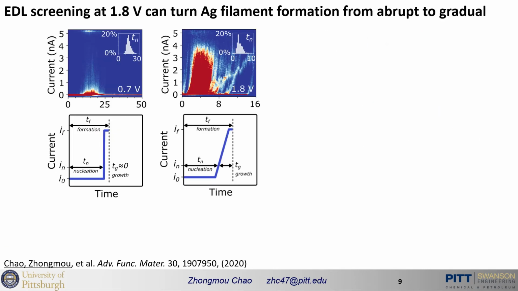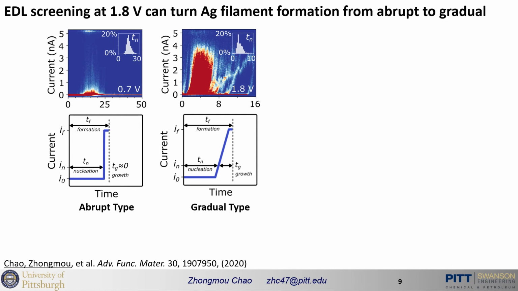Also, we found two different current versus time patterns during filament formation. For the type on the left, we noticed an abrupt transition from zero current to a high current, while for the type on the right, the transition is slower and more gradual. We distinguish these two types as abrupt type and gradual type.